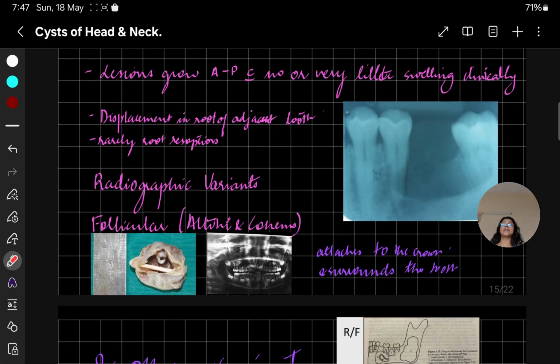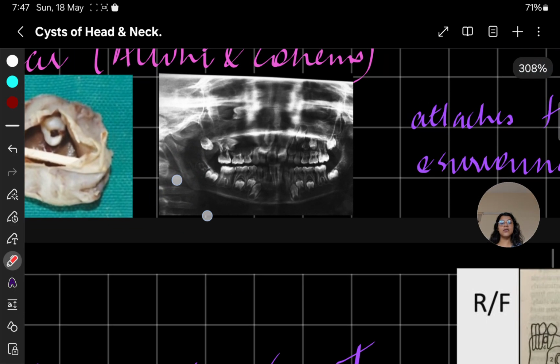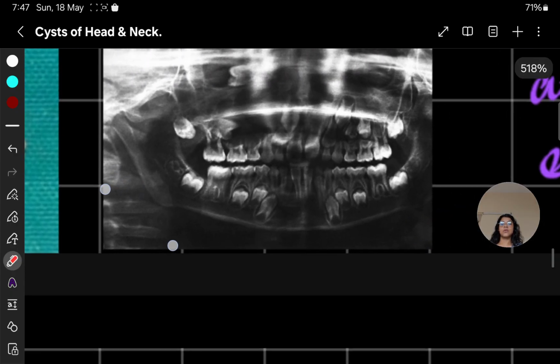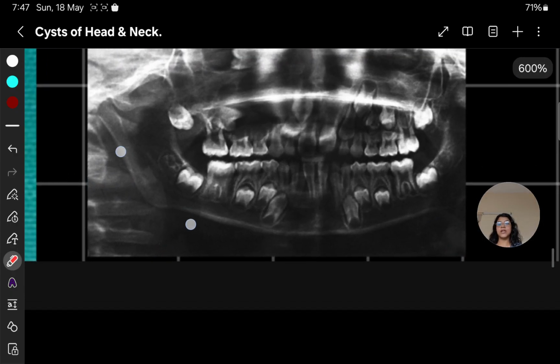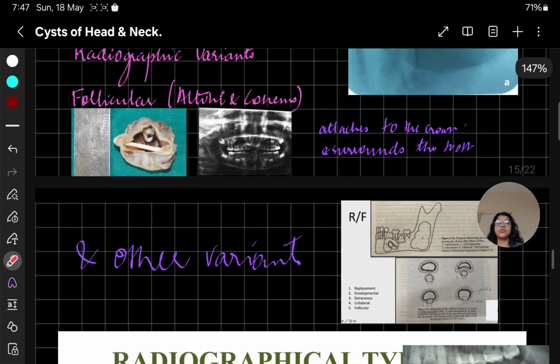So radiographic variants, you have follicular. This is the radiographic, in the radiograph which you see. Follicular attaches to the crown and surrounds the teeth. Here I don't think you can make it out, it's not very prominent, but it attaches to the crown, and you have radiolucency surrounding the tooth.